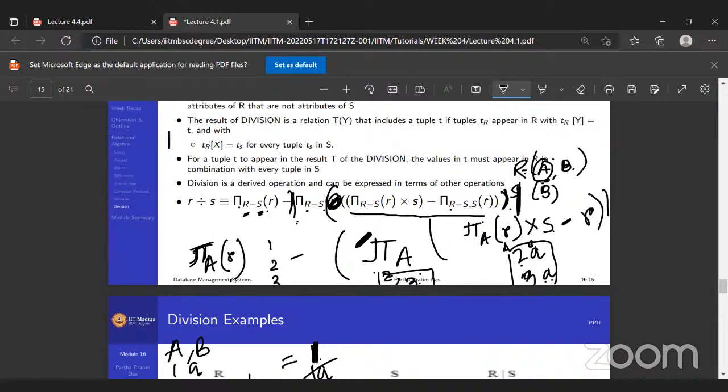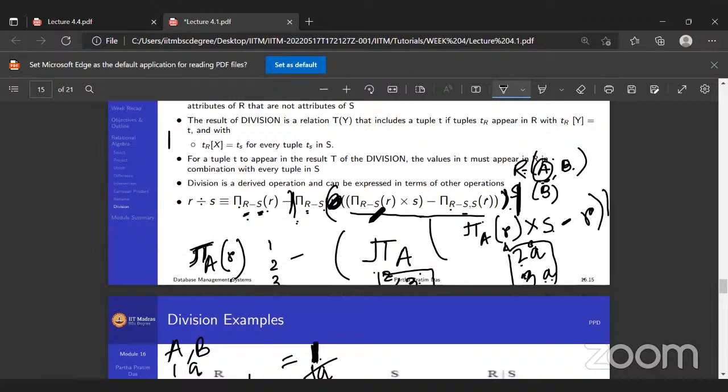So the second part. Which one is the second part where you start? R minus S. Project R minus S, R into S. Yeah, the right part, this one. Right side, this one. Yeah, a little bit confusing.